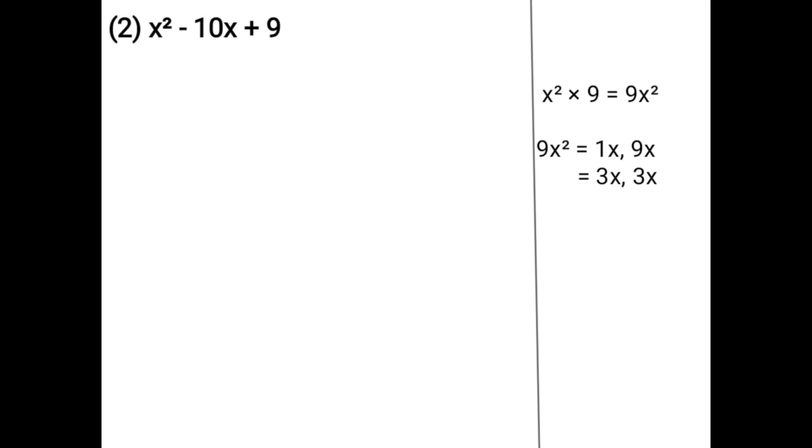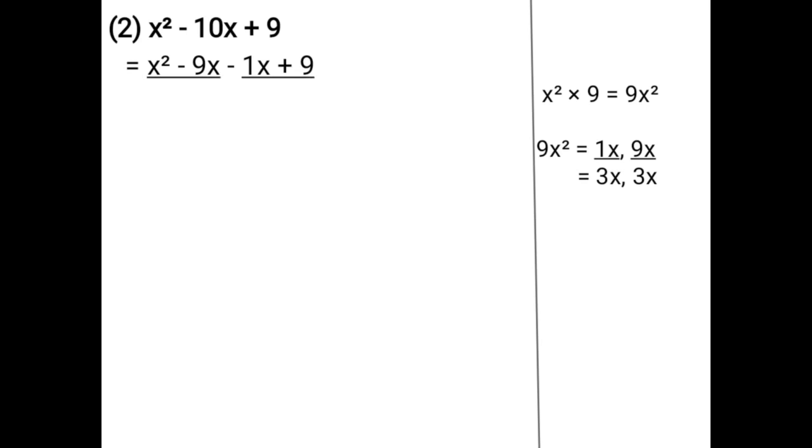After writing the factors of 9x square, for the middle term, that is minus 10x, you have to write the expansion form of the factors of 9x square, that is 1x and 9x. Now we will begin the sum. First you have to write the first term as it is, that is x square, minus 10x we will write in expansion form, that is minus 9x minus 1x, and the third term you have to write as it is, plus 9.